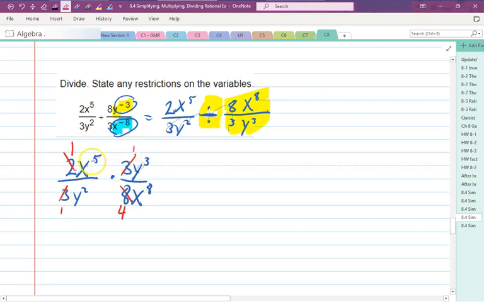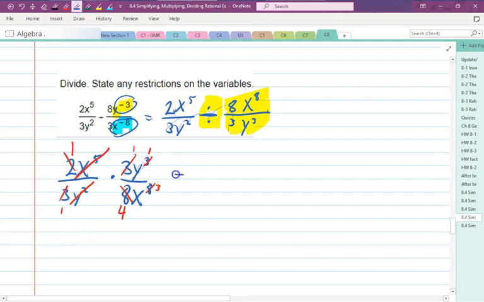I have an x to the 5 on top and an x to the 8 on the bottom. That means the x to the 5 cancels out completely, and 8 take away 5 is 3, leaving me with an x cubed on the bottom. I have a y cubed on top and a y squared on the bottom. I have more y's on top. That means the bottom one cancels out completely, and 3 take away 2 gives me y to the power of 1.